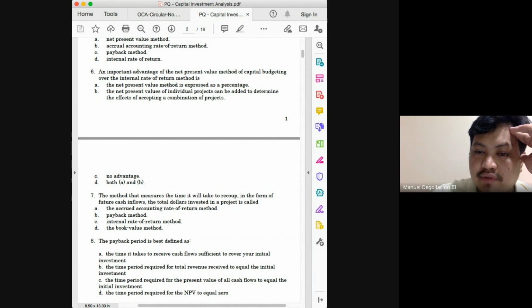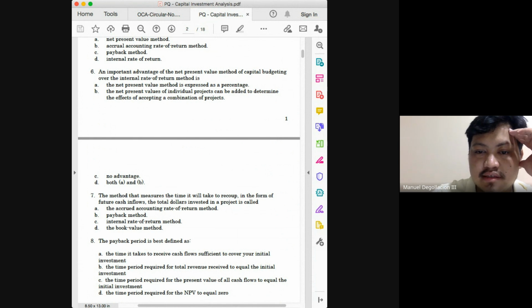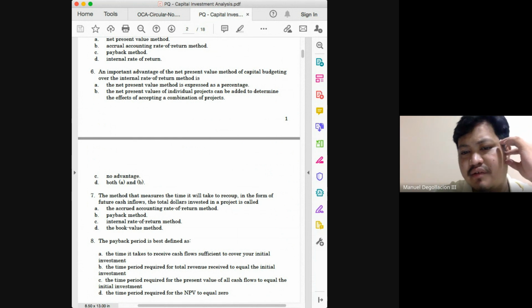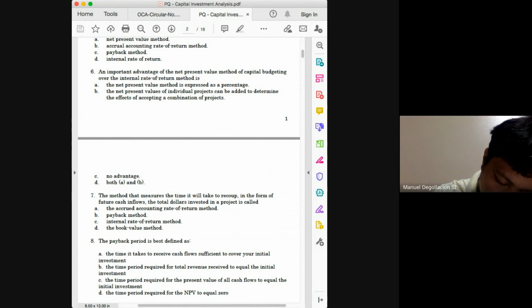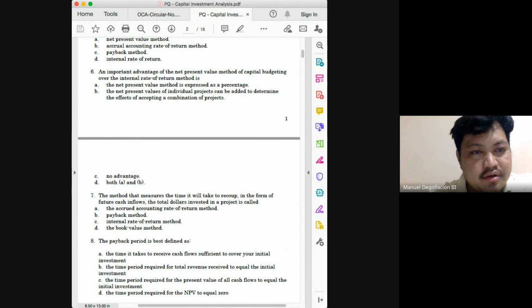So, again, an important advantage of the net present value method of capital budgeting over the internal rate of return method is letter B, the net present values of individual projects can be added to determine the effects of accepting a combination of projects. Letter A is definitely wrong. The net present value is expressed in terms of monetary amount. Okay, so the answer here would be letter B.